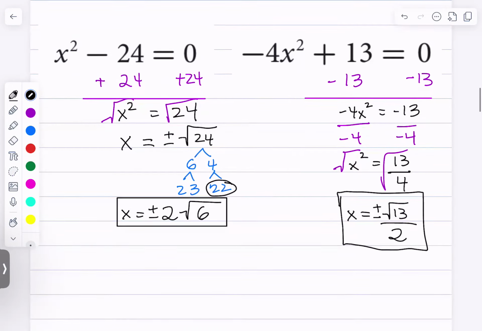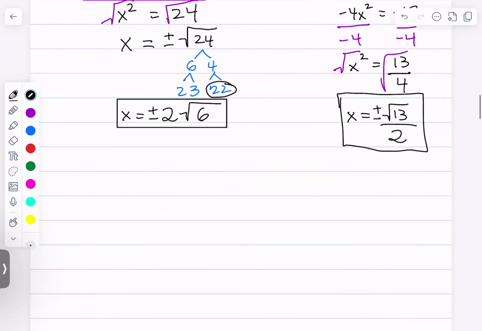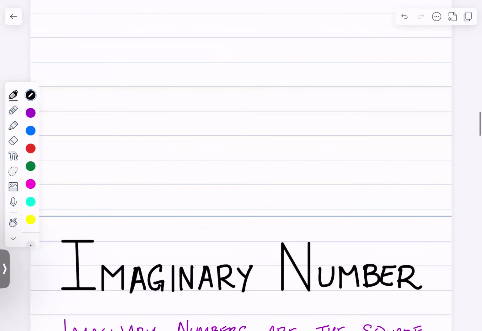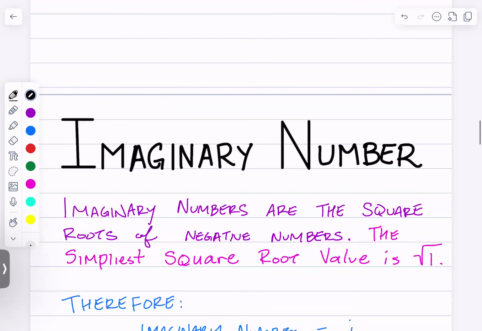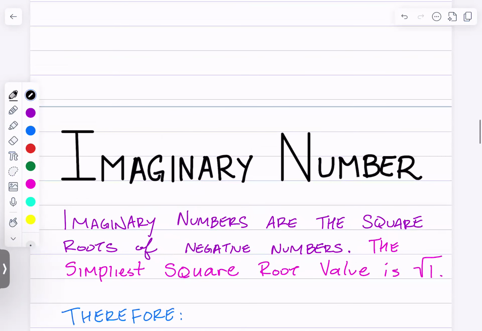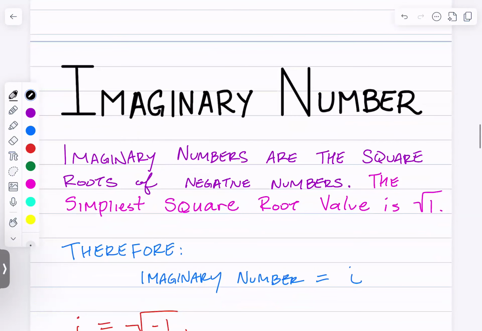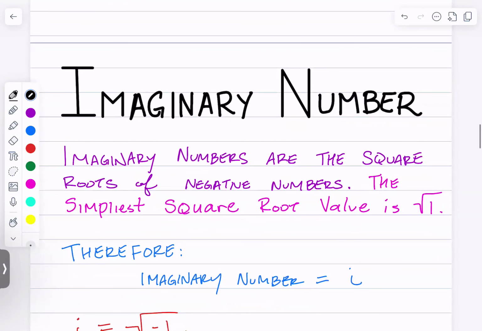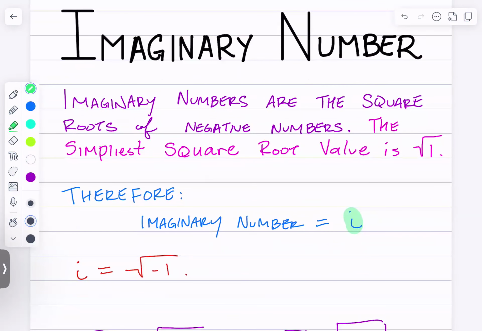All right. So that was our review for 9.1, and here is the new stuff for 11.1. We're talking about imaginary numbers, okay? Imaginary numbers are the square root of negative numbers. All right, the simplest square root value that we have is square root of 1, right? Which equals 1. So you can think about imaginary numbers being this variable i, okay? And that's just going to equal square root of negative 1.